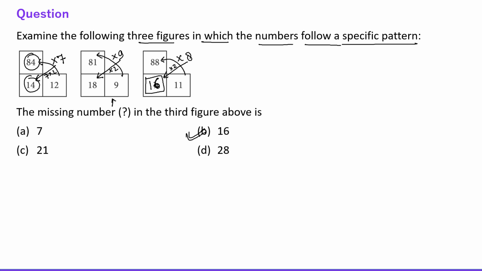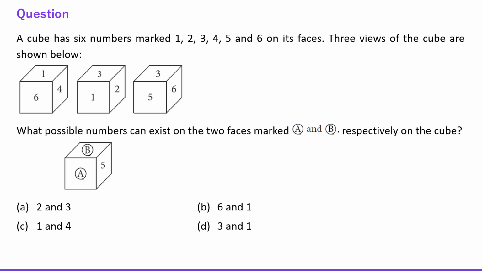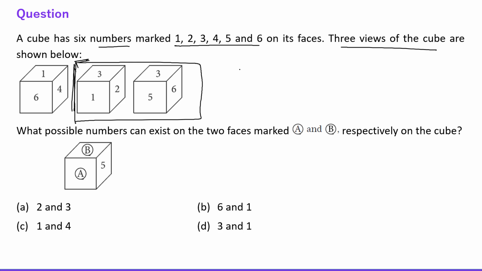Okay, everyone. All right. Now let's talk about the next question. Next question says a cube has 6 numbers marked 1, 2, 3, 4, 5 and 6 on its faces. 3 views of cubes are shown below, right? Okay, fine. See everyone, with the help of the last 2 views, I can solve the question. Here one face is common, which is 3, and its position is also same.